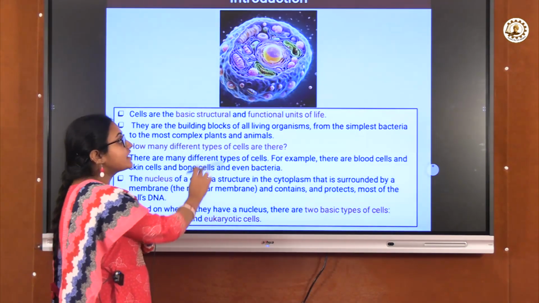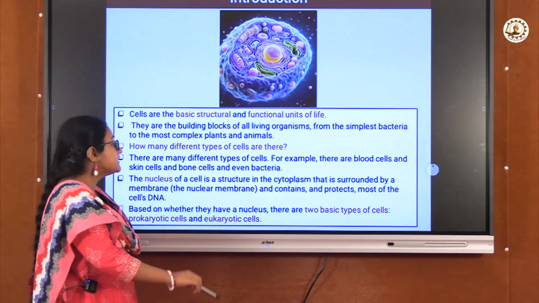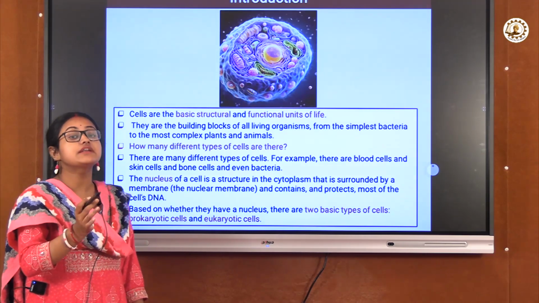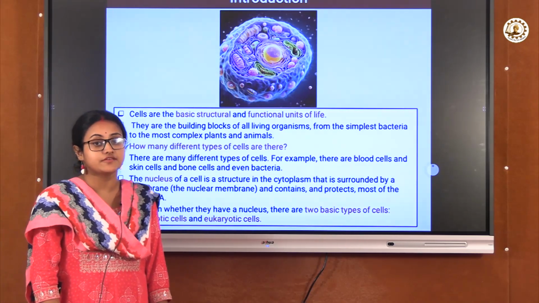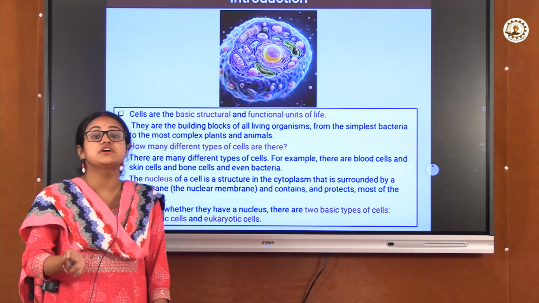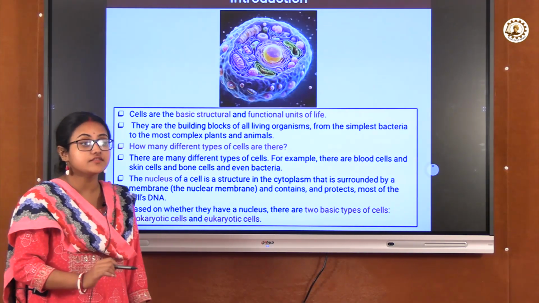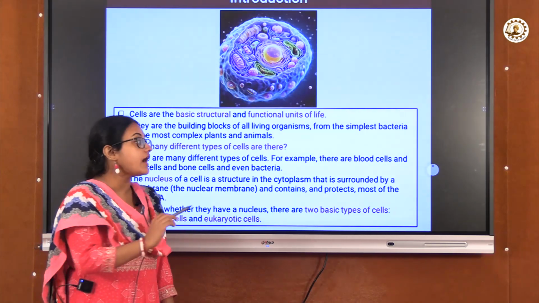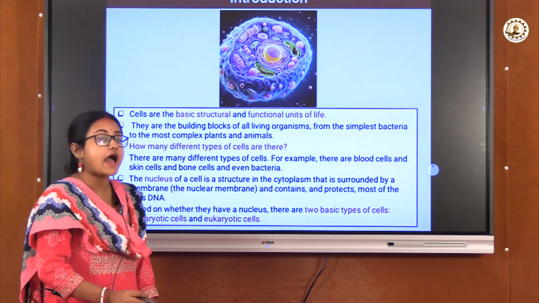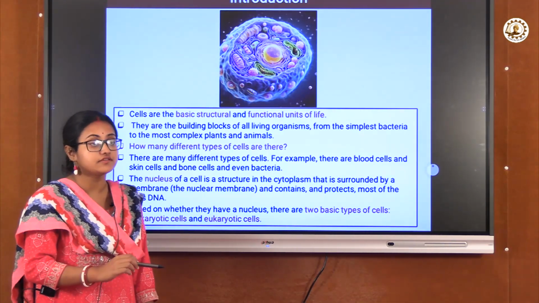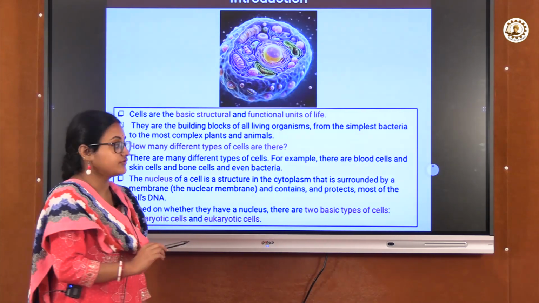Cells are the basic structural and functional unit of life. How many different types of cells are there? There are mainly two types, which are classified based on the presence of an important component of the cell, which is the nucleus. One is prokaryotes, which don't have a nucleus. Another is eukaryotes, which have a nucleus. The organisms which don't have a nucleus, like bacteria, are classified under prokaryotic cells, and the organisms which have a nucleus, like plants, animals, and fungus, are classified under eukaryotes.